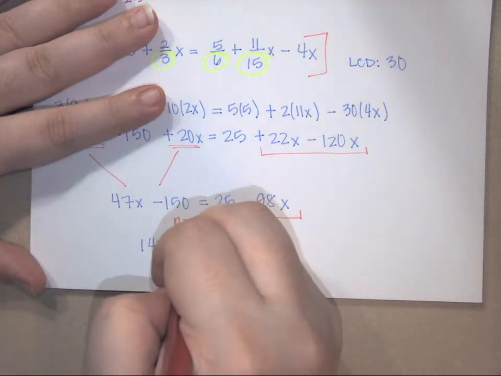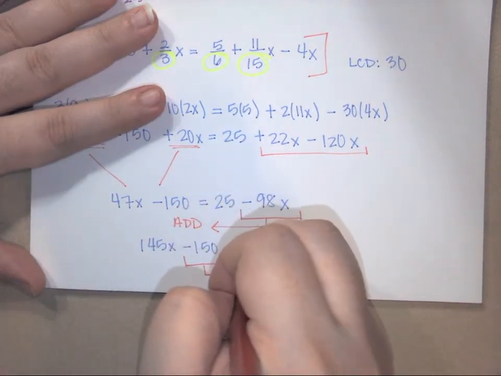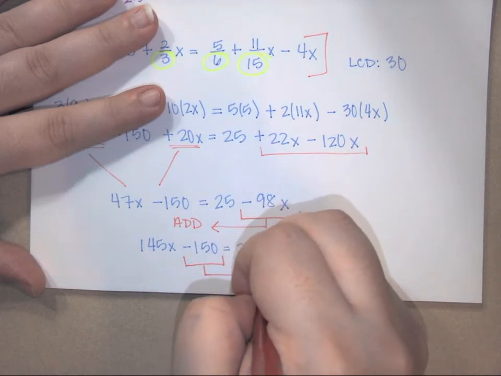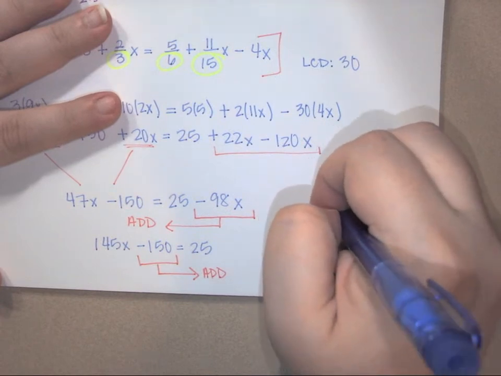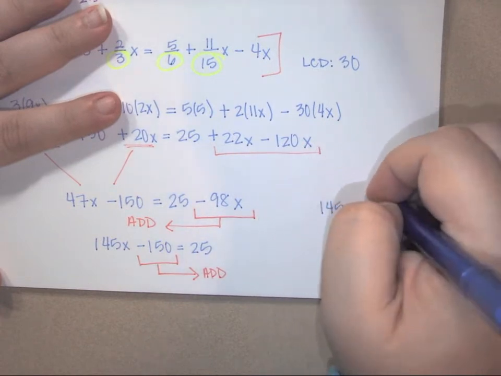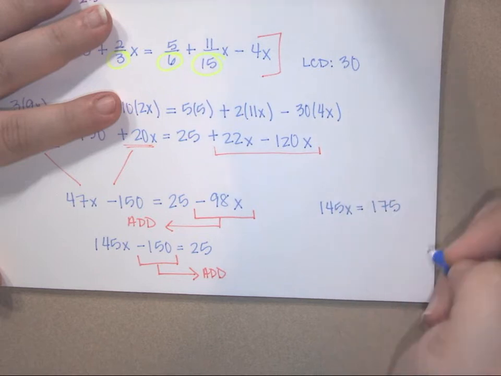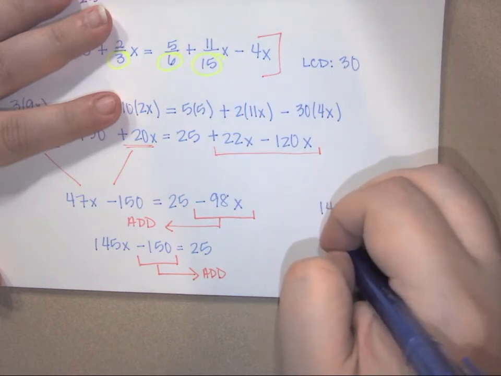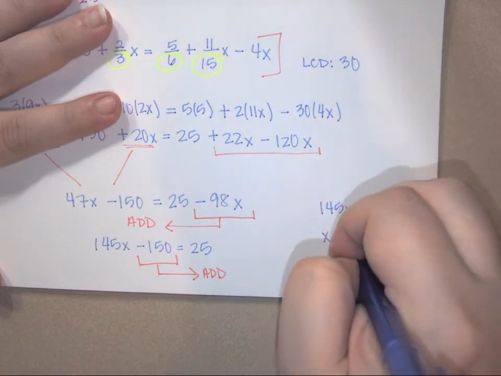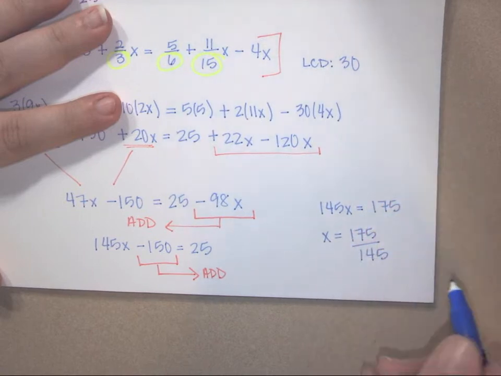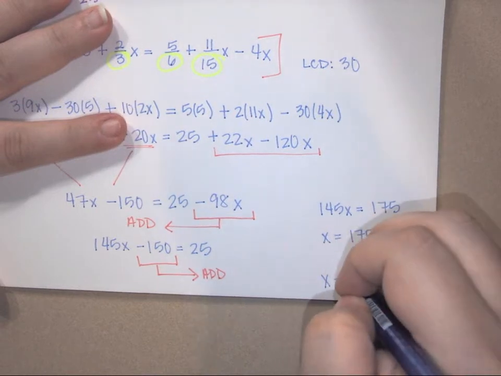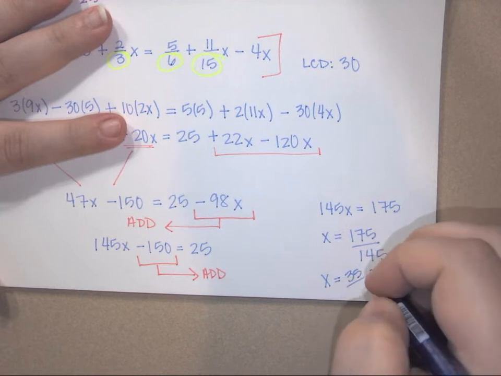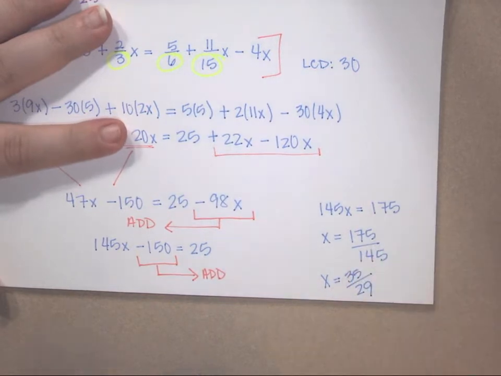I'm going to take my 150 and I'm going to move it. Again, I have to add. So this is going to give me 145x is equal to 175. So my x is going to be 175 over 145. Again, I know that I can reduce, so I'm going to go ahead and do that. And here we're going to end up with x being 35 divided by 29.